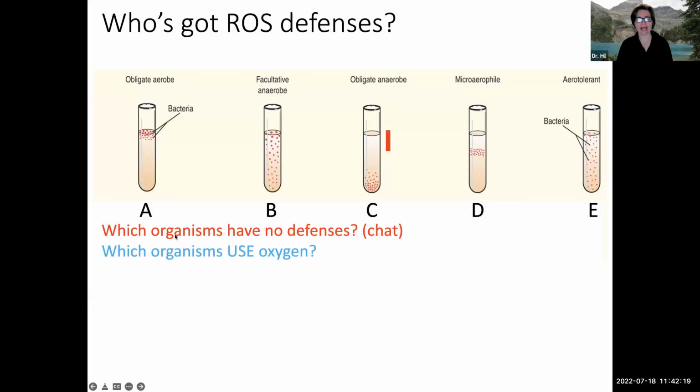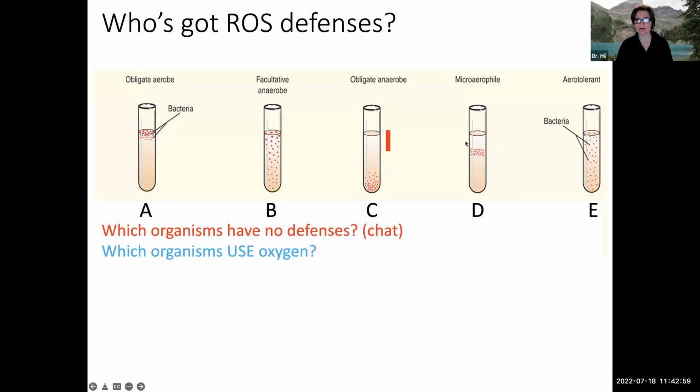Now, which of these organisms actively use oxygen in their metabolism? Not just able to survive, all of these guys can survive, but who's actively using it to do aerobic respiration? All right, good. So most of you picked A, which is accurate, but there's more than that. We can also know that B is using oxygen actively, at least at the top, and so are microaerophiles.